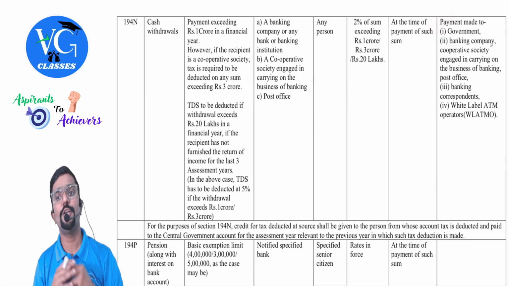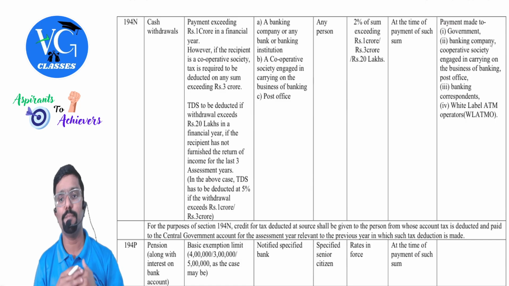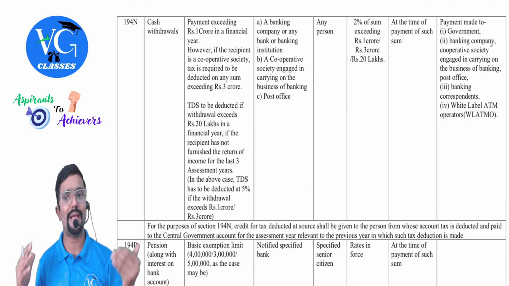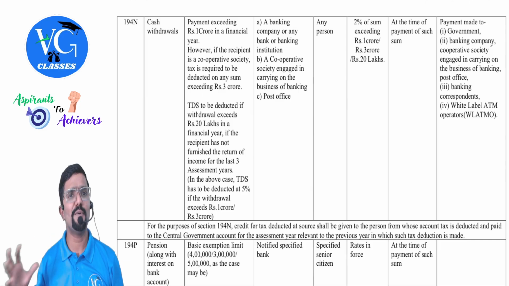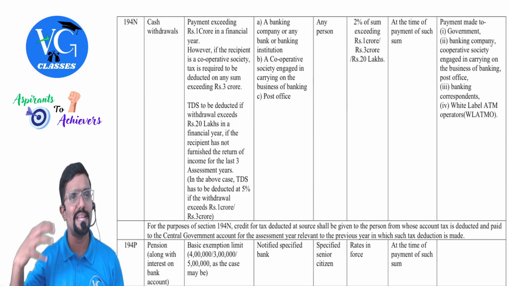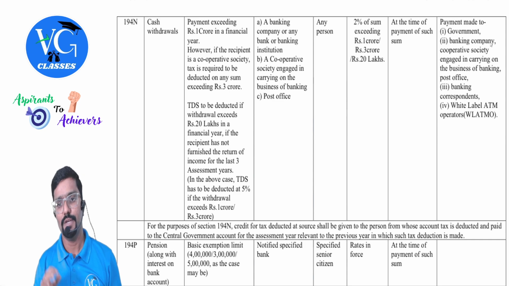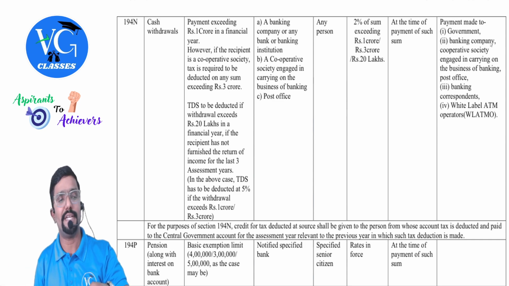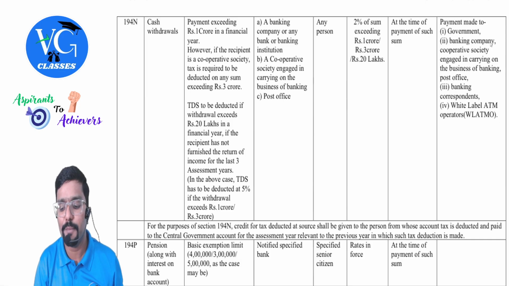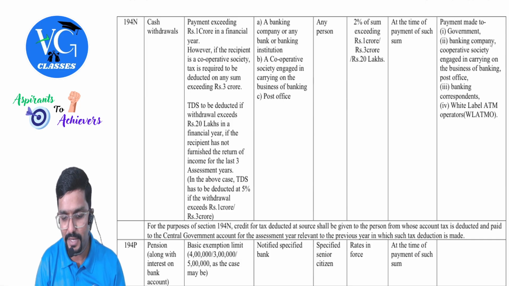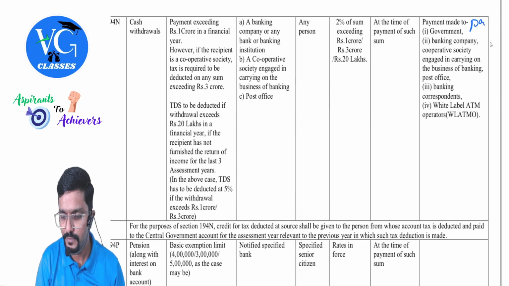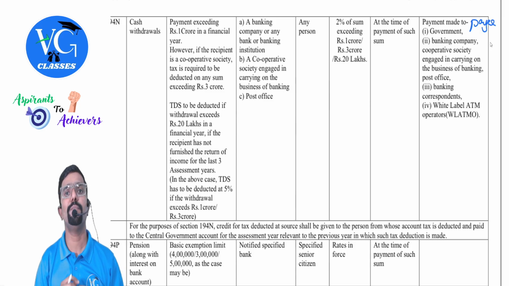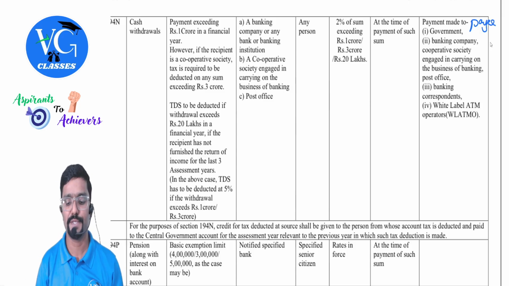Okay, sir. Last one, when no TDS. If the payments are made to government or banking company, cooperative society engaged in banking business or post office, or banking correspondents, means banking agents who are working as an agent for the banks, or white label ATM operators. Guys, if the following people are payee, then no TDS. You can write there.